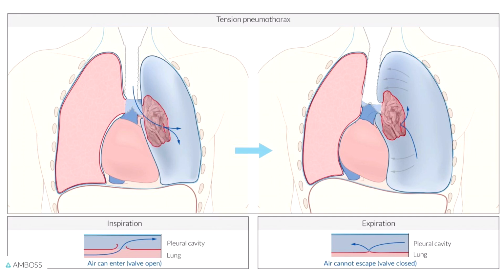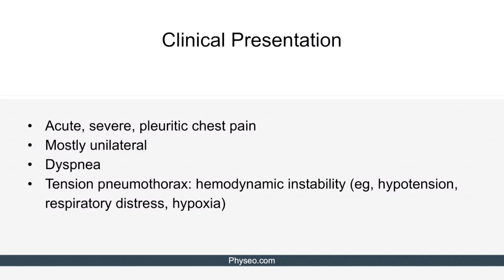On the left side of the image, we can see air entry into the pleural cavity upon inspiration when the valve is open. On the right side of the image, we can see how the air cannot escape from the pleural cavity when the valve is closed, which leads to the expansion of the pleural space and increased positive intrapleural pressure. All right, now that we've discussed the specific types of pneumothorax, let's discuss the clinical presentation in general.